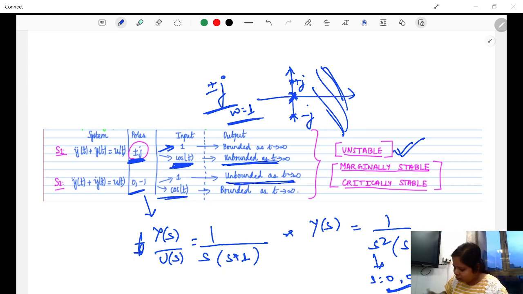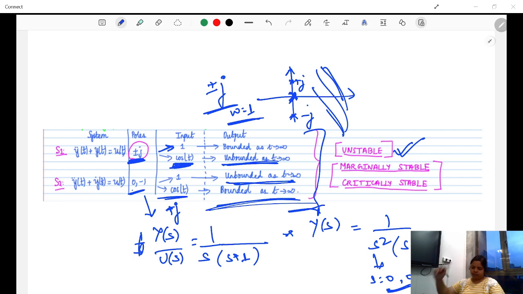Whereas if you gave cos t, this would contribute just plus minus j. If plus minus j is coming, 0 is there, minus 1 is there, then it will remain bounded. It would not be unbounded. So this was important.